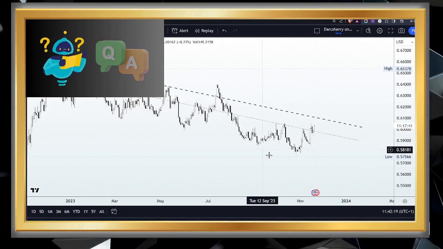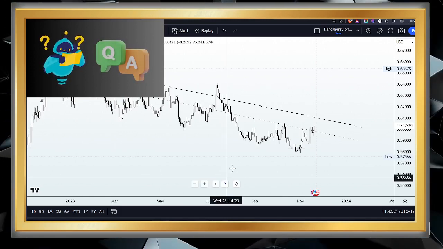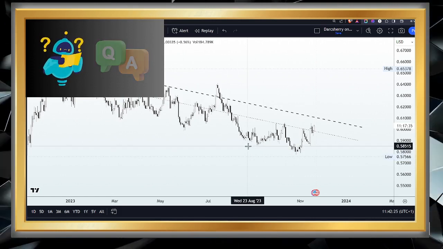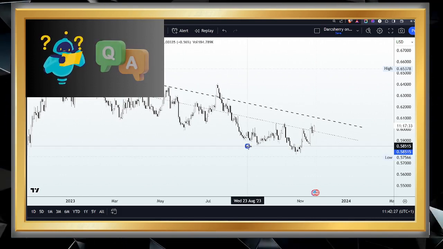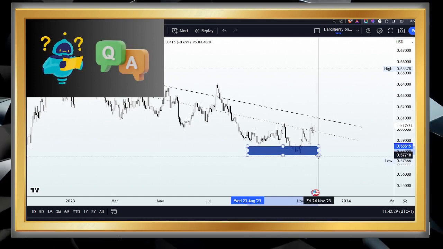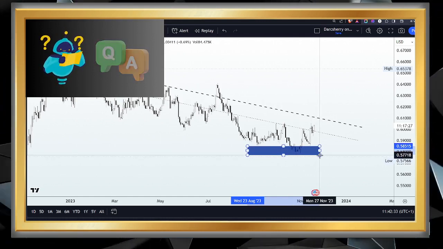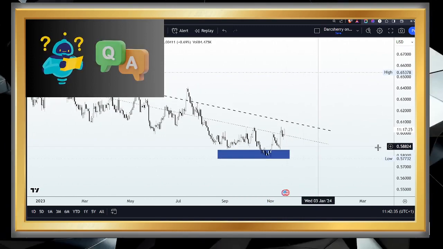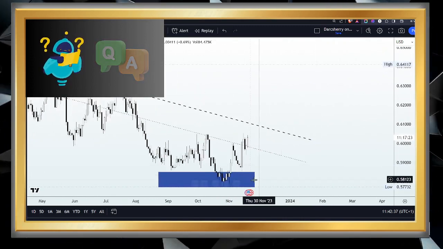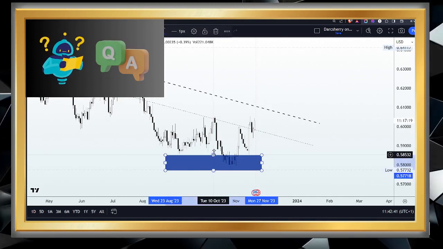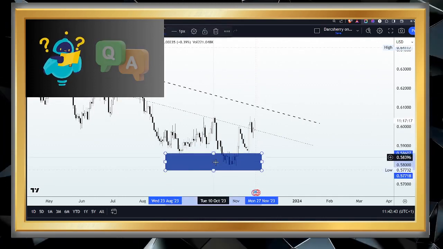Now, if you look at the structure closely, you will see that as soon as price got into the zone between the 0.58500 level and the 5770 area, we begin to notice some buy pressure around this area. So what we are going to be doing in that regard is to identify the zone as a demand zone.